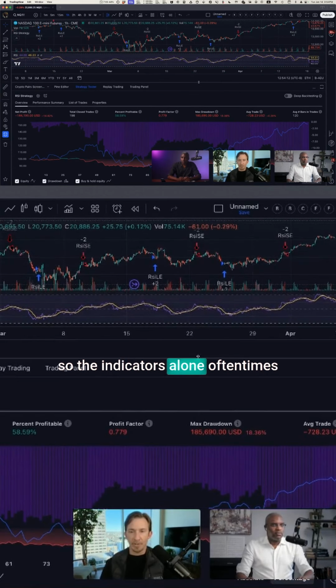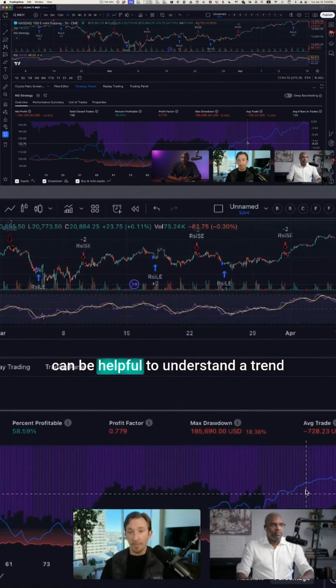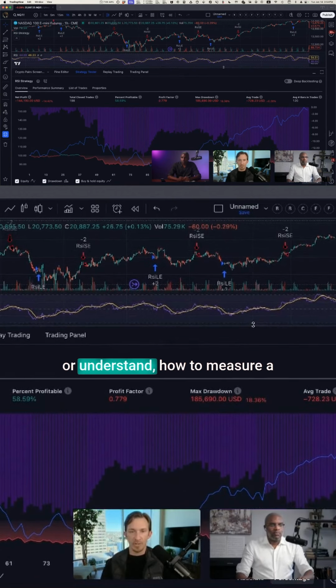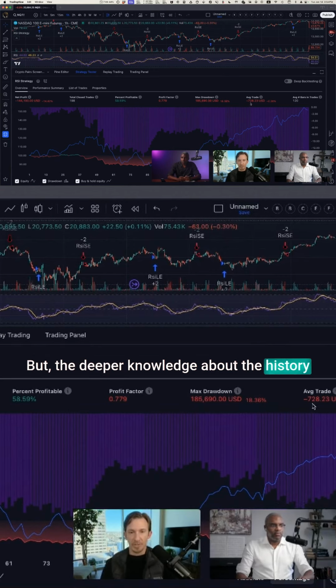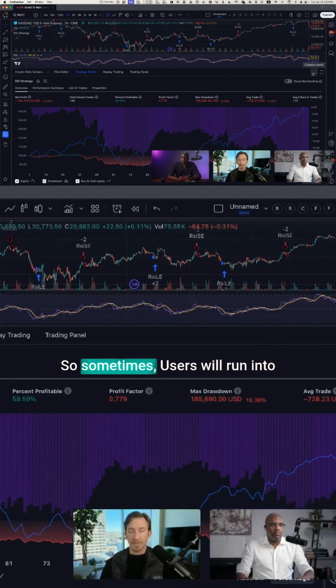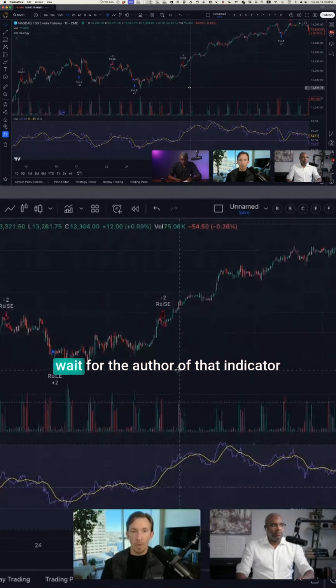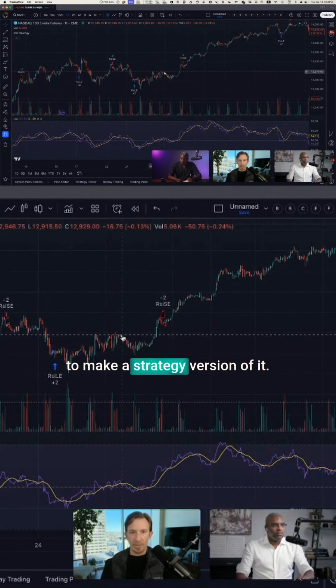So the indicators alone oftentimes can be helpful to understand a trend or understand how to measure a particular asset in an effective way. But the deeper knowledge about the history of how this strategy would actually work has to be done with the strategy itself. So something users will sometimes run into is they'll find an indicator that they really like in TradingView, but there's no accompanying version of that that's been written as a strategy. And so sometimes they have to do the custom work themselves or wait for the author of that indicator to make a strategy version of it.